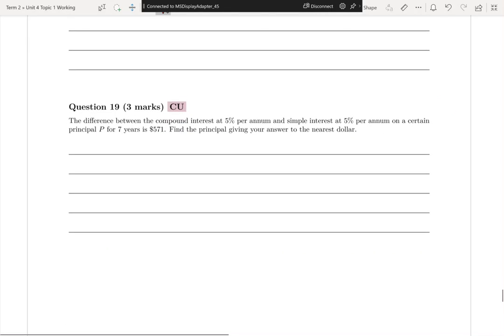And then last question, the difference between compound interest and simple interest after 7 years is $571. It wants you to find how much was initially invested. That's a really tricky one. Which of those 4 topics do you think would give you the best approach to solving that? Yeah, sequences, because both simple interest and compound interest you can do using sequences. There is a fairly easy way to do it. So that's what all of the topics are.